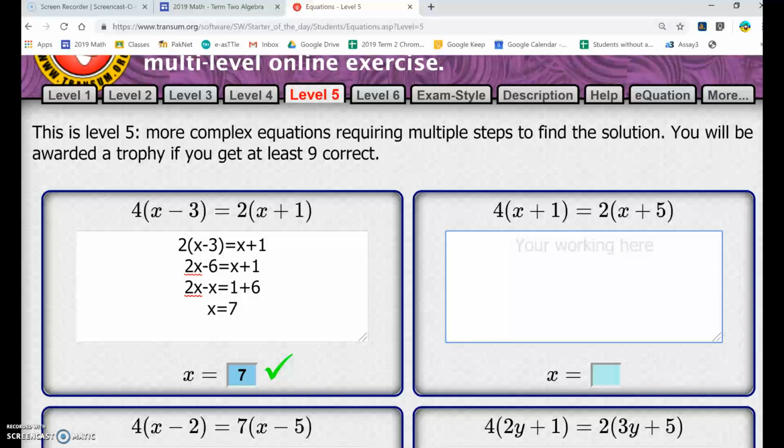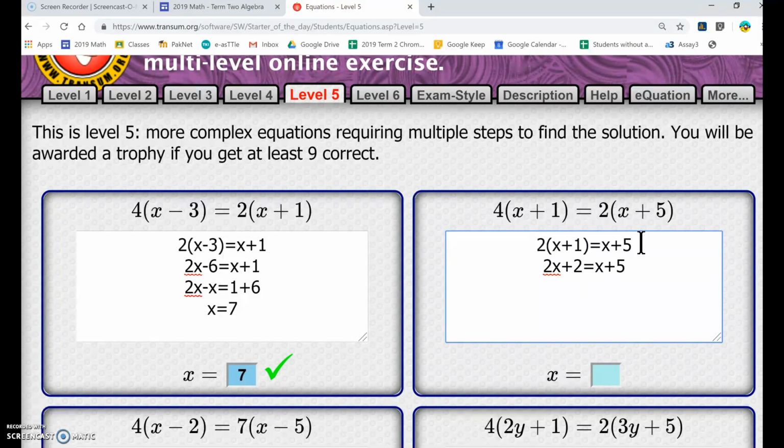Okay, so this next one, again I noticed the 4 here and the 2 there, so I might as well make my math easier by dividing both sides by 2. So I'll have 2x plus 1, and that's equal to x plus 5. Now I need to expand, so 2x plus 2 equals x plus 5.